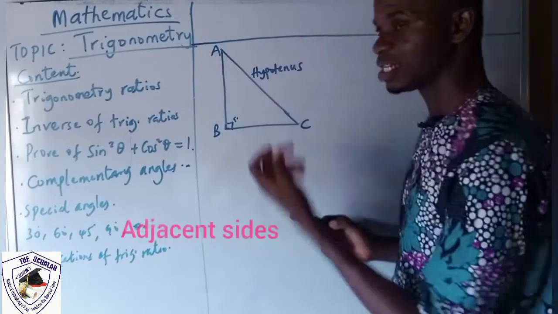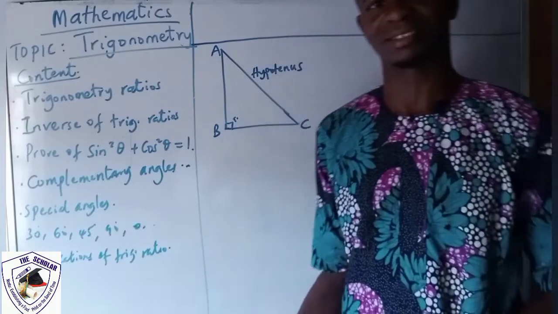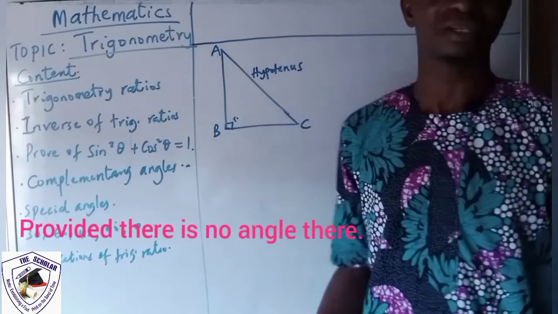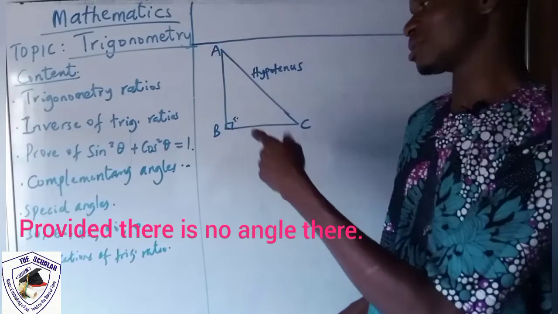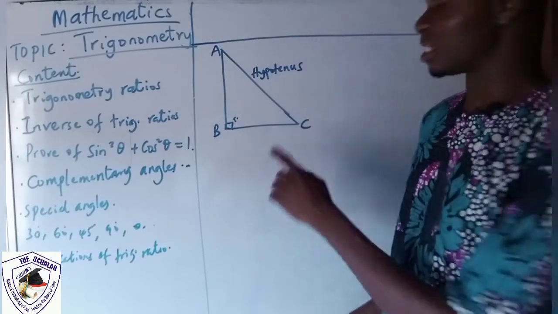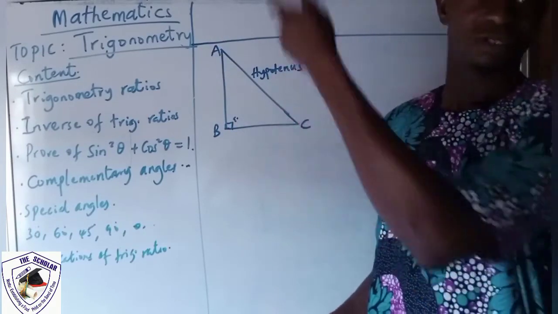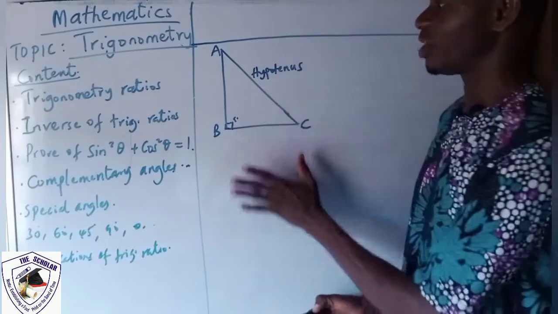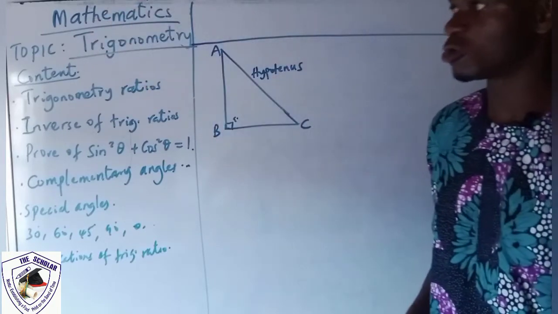The other two sides in mathematics, we call adjacent sides, provided there's no angle there. So I call this an adjacent side, and this is also an adjacent side. It is only when I put an angle that you talk about the other ratios. So from what we have here, this is the concept of trigonometry.